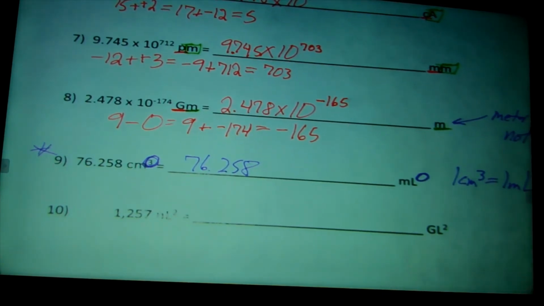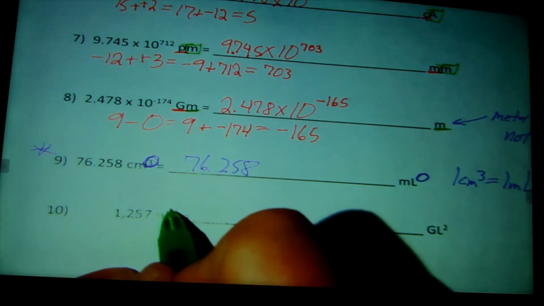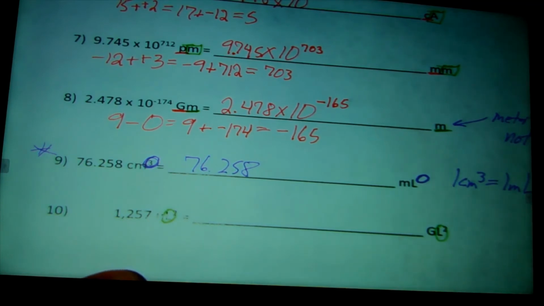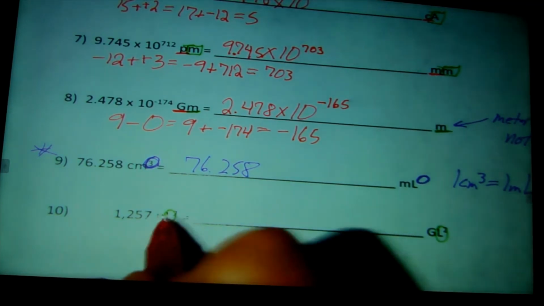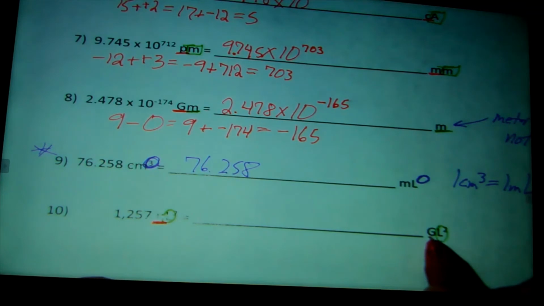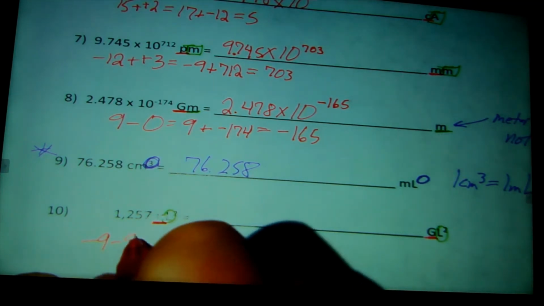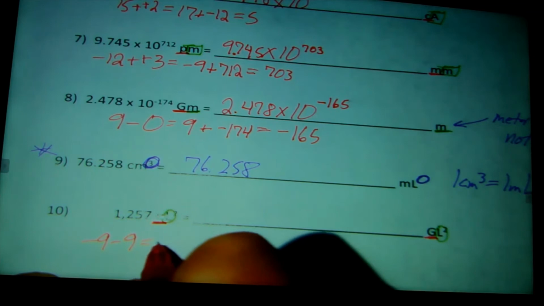So let's look here at number 10. Number 10 is going to kick it up just a little notch. In this case, I have liters. Sorry, let me get my green pen. Liters and liters as my base unit. So I'm looking at the difference between nano and giga. So nano, let's find the difference. You know nano is -9. -9 minus giga, which is +9, will equal -18.